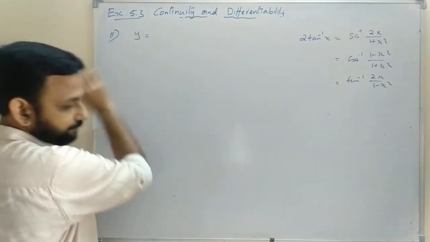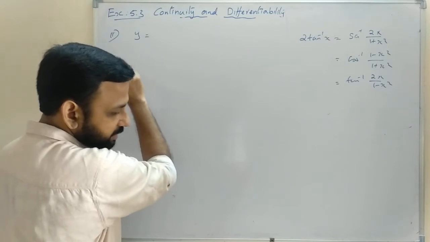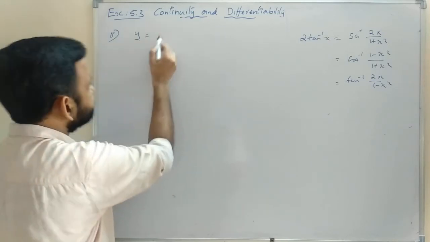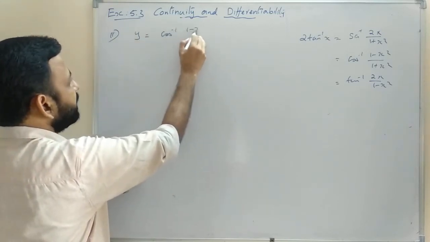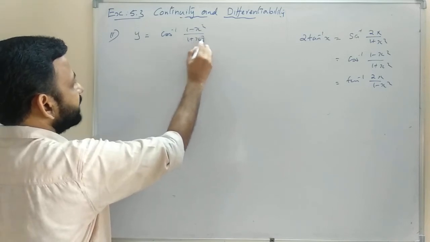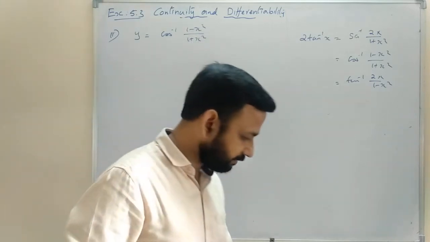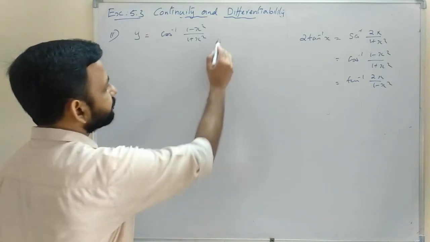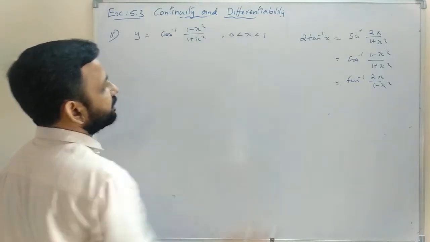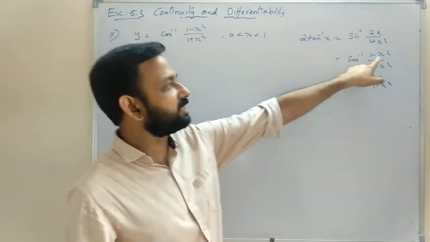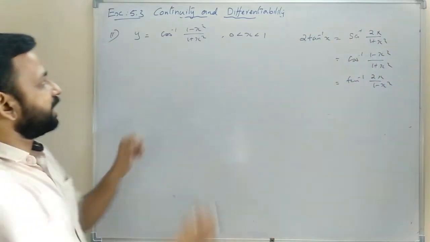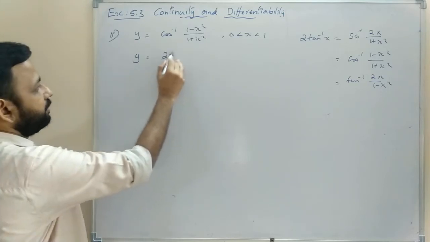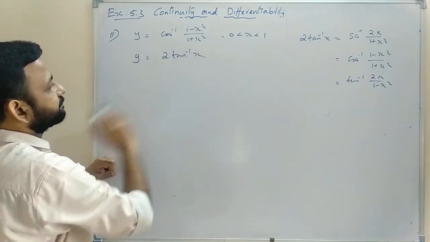Y is equal to cos inverse of (1 minus x square) upon (1 plus x square). The interval given is 0 less than x less than 1. Here, cos inverse of (1 minus x square) upon (1 plus x square) is 2 tan inverse x. So we can write y is equal to 2 tan inverse x.